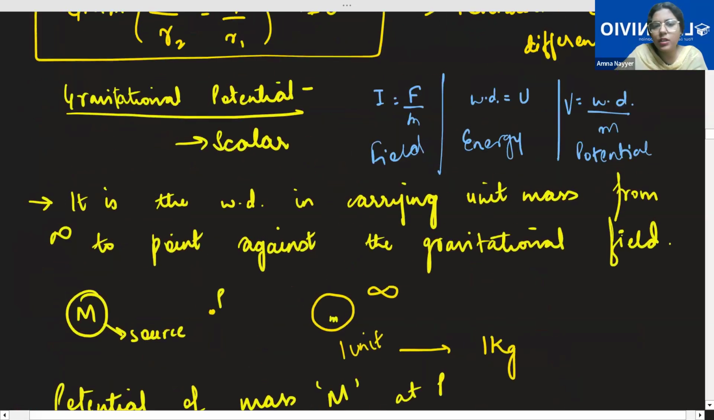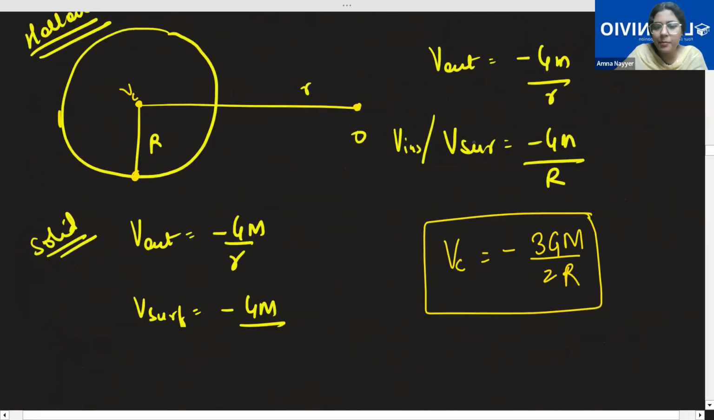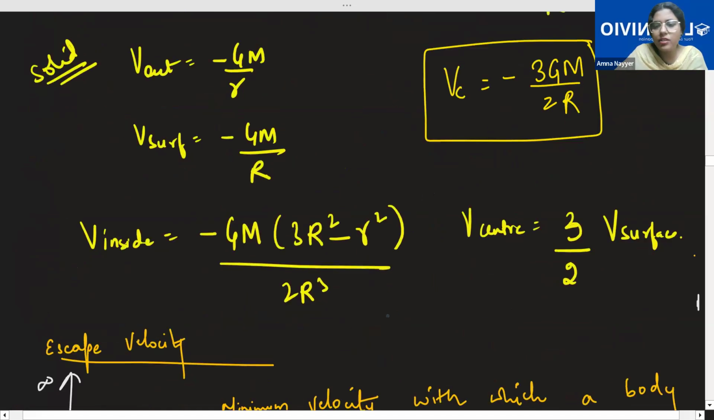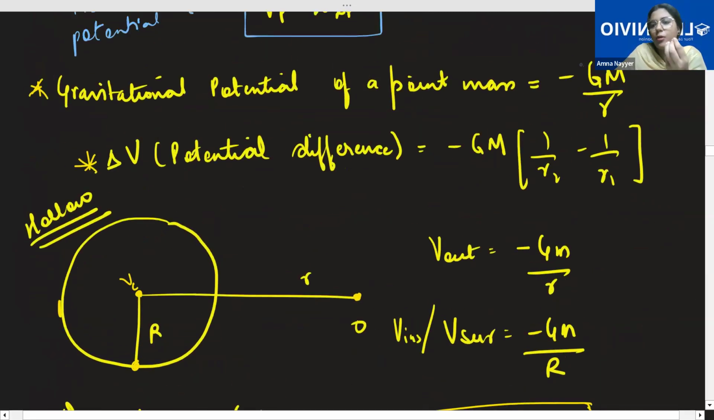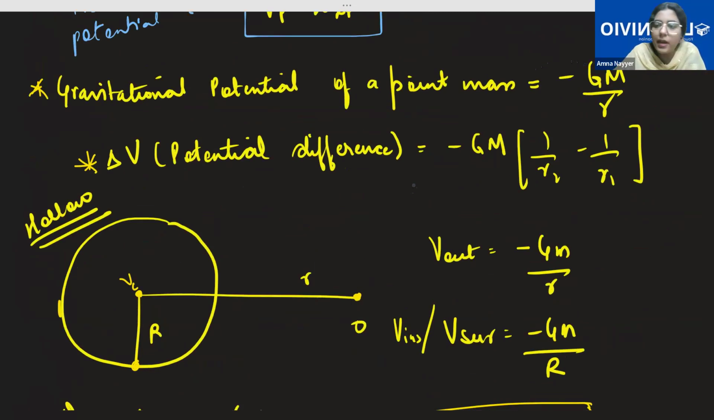The basic reason is that potential is work done divided by the mass. If the work done is minus G M m by R, and I divide by the mass m, the potential will be minus GM by R. That's why we are getting the first one like this. The potential difference will be minus G M into 1 by R2 minus 1 by R1.